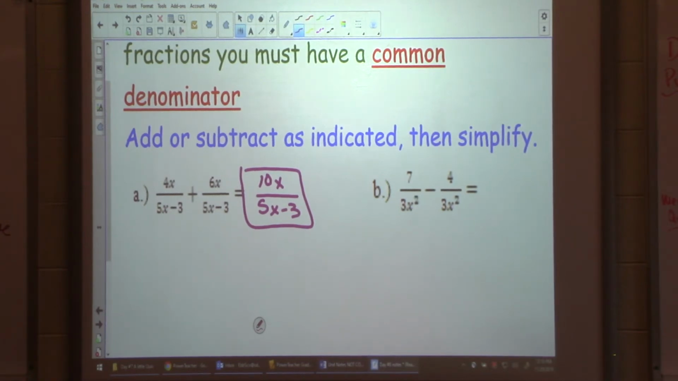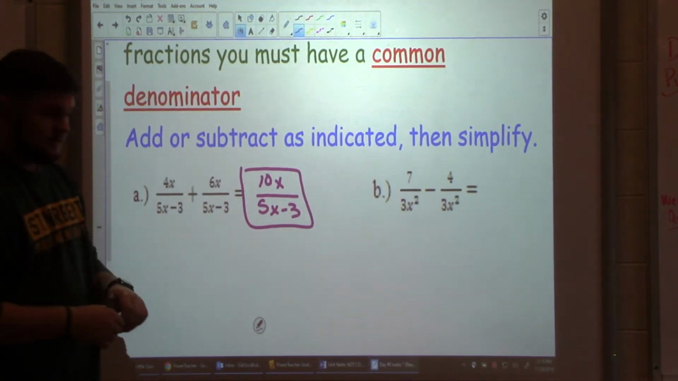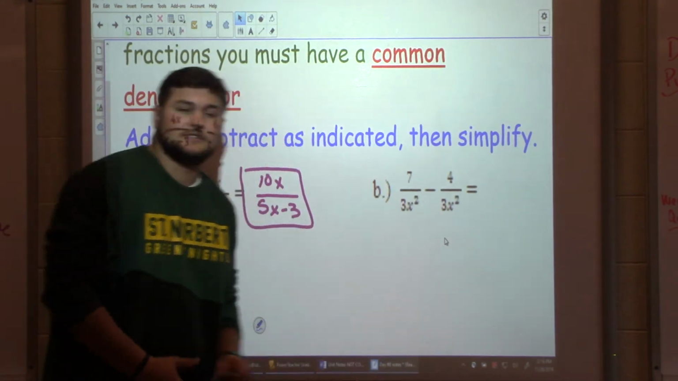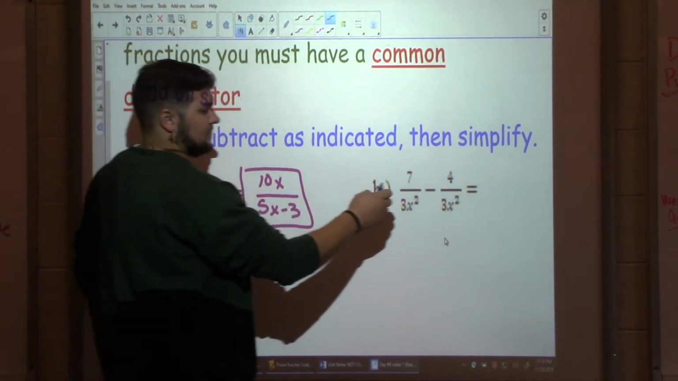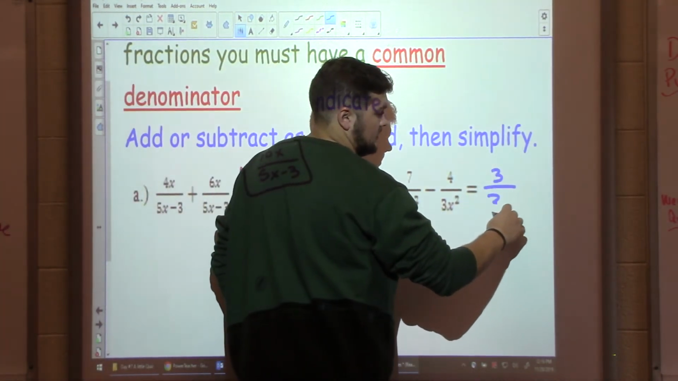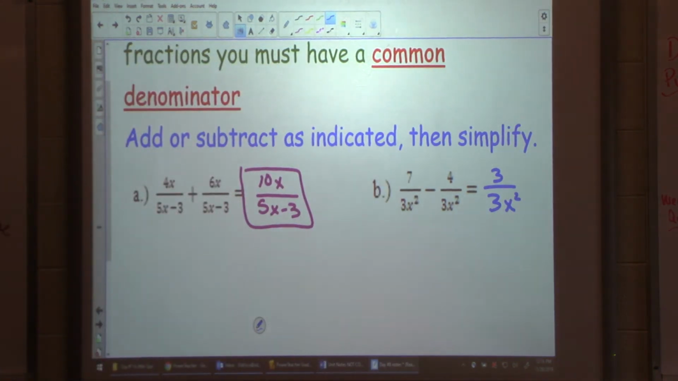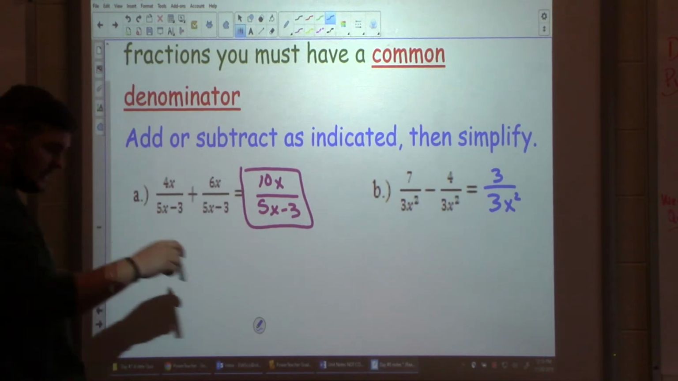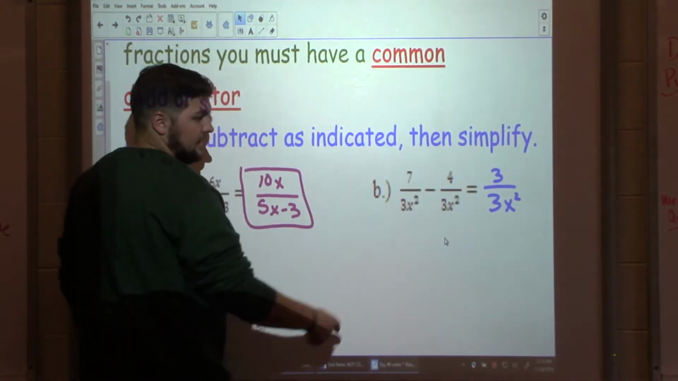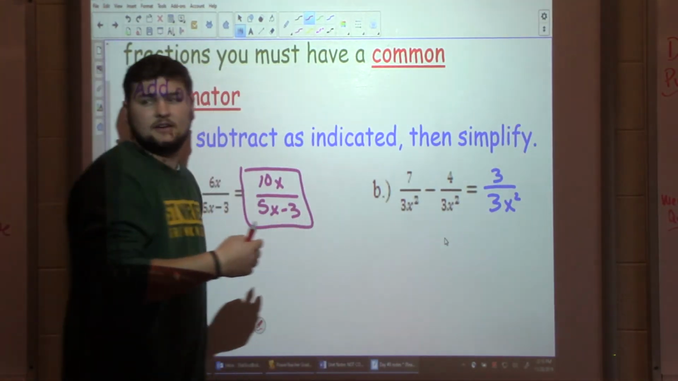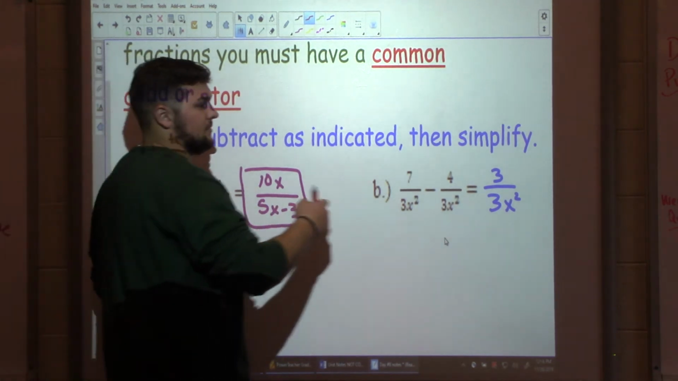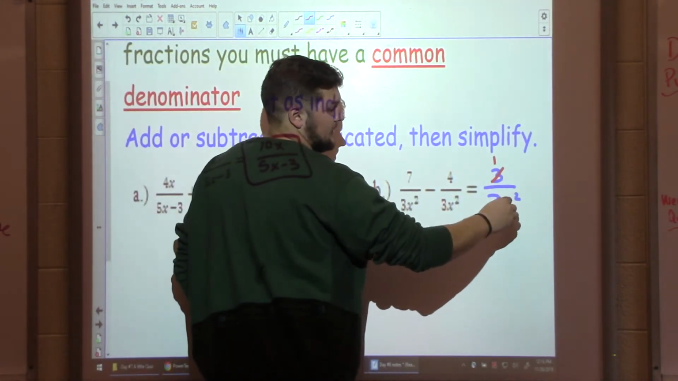Let's look at the next one. 7 over 3x squared minus 4 over 3x squared. Do I have a common denominator? Yes, so I can go ahead right away and subtract them. 7 minus 4 is 3 over 3x squared. Can I simplify it? No. Yes, I can. Right? Because I have multiplication here. So I can take a 3 out of both top and bottom.